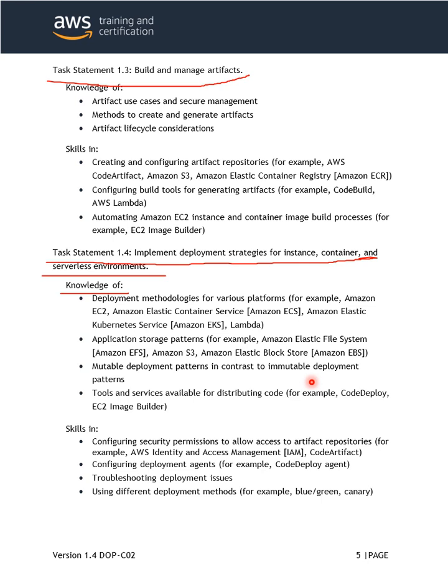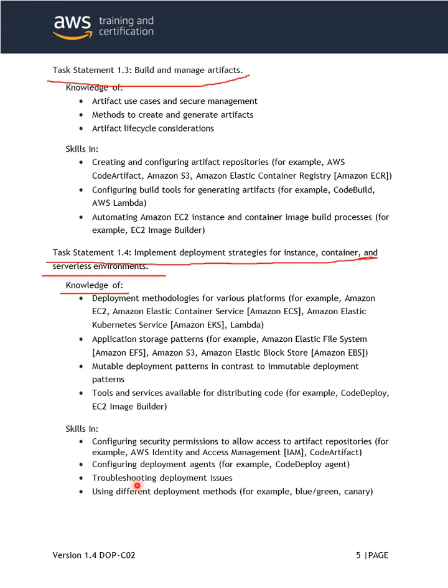1.4, implement deployment strategies for instance, container and serverless environment. Knowledge, a candidate requires the knowledge of deployment methodologies. So EC2, ECS, EKS, Lambda, EFS, S3, EBS, then deployment, mutable deployment pattern in contrast to immutable deployment pattern. Tools and services available for distributing code. A candidate should be skilled in configuring security mechanism to allow access to artifact repo.